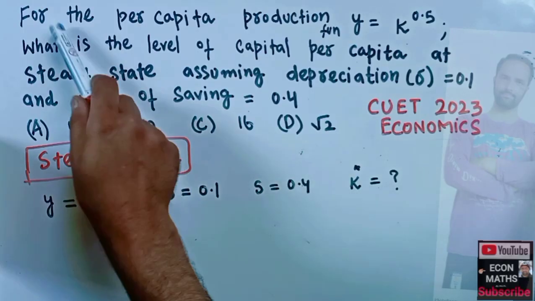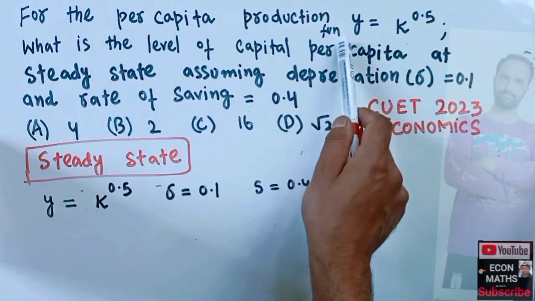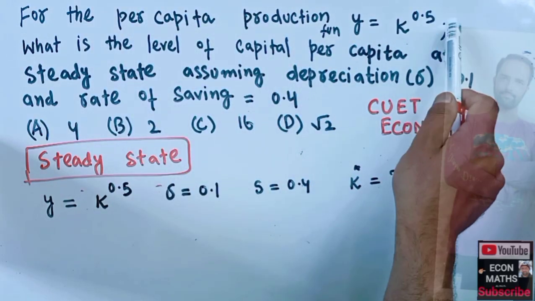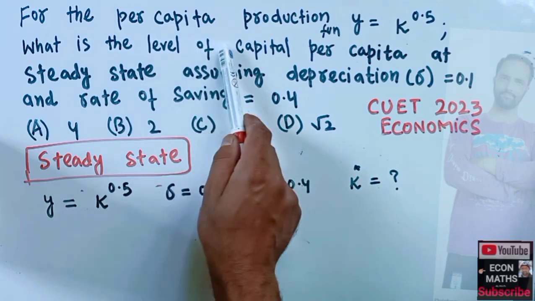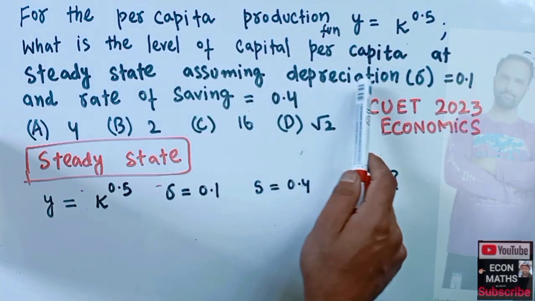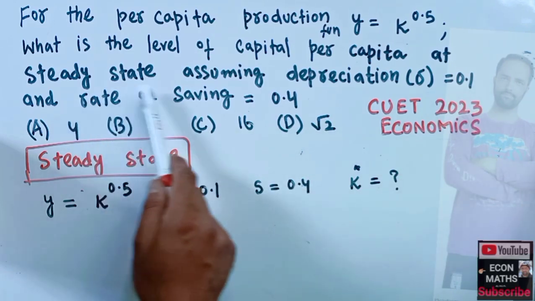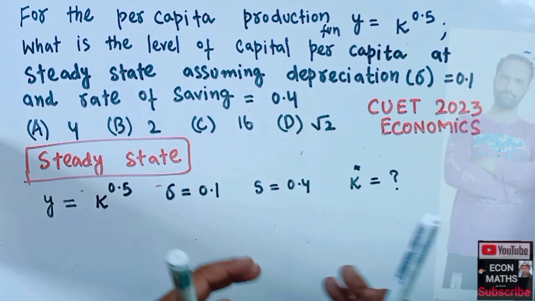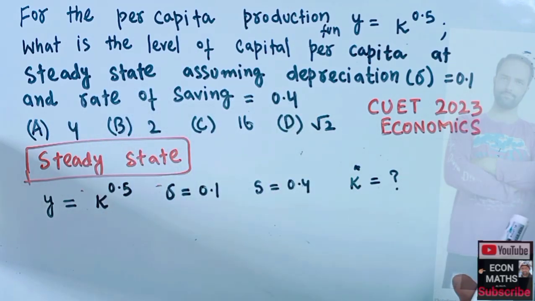The question is: for the per capita production function y equal to k to the power 0.5, what is the level of capital per capita at steady state, assuming depreciation is 0.1 and rate of savings is 0.4, assuming zero growth rate of population?